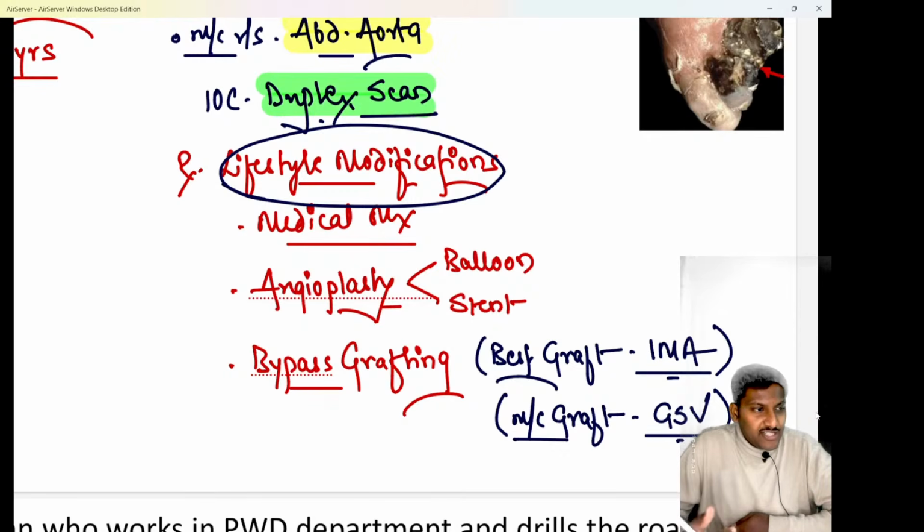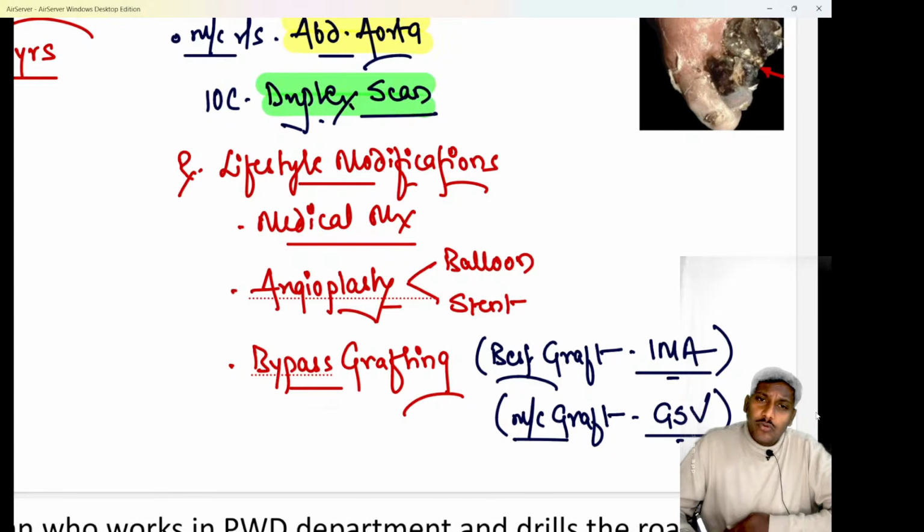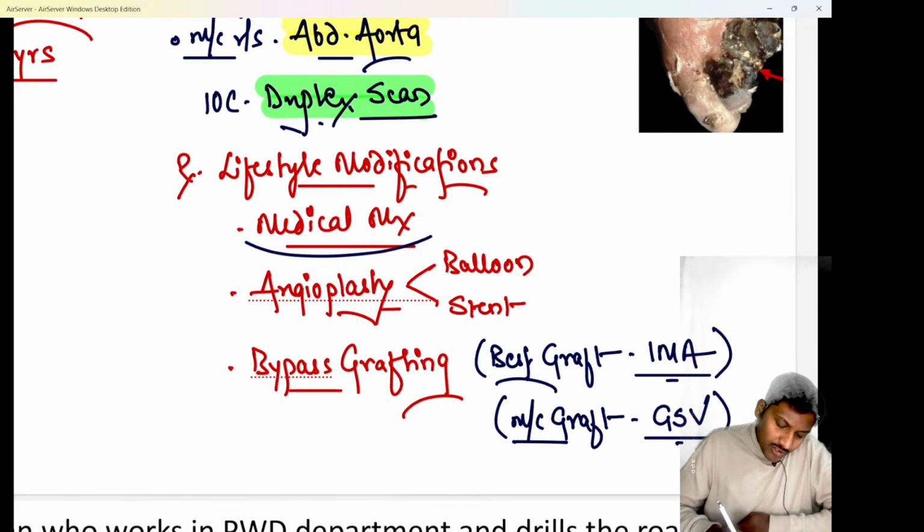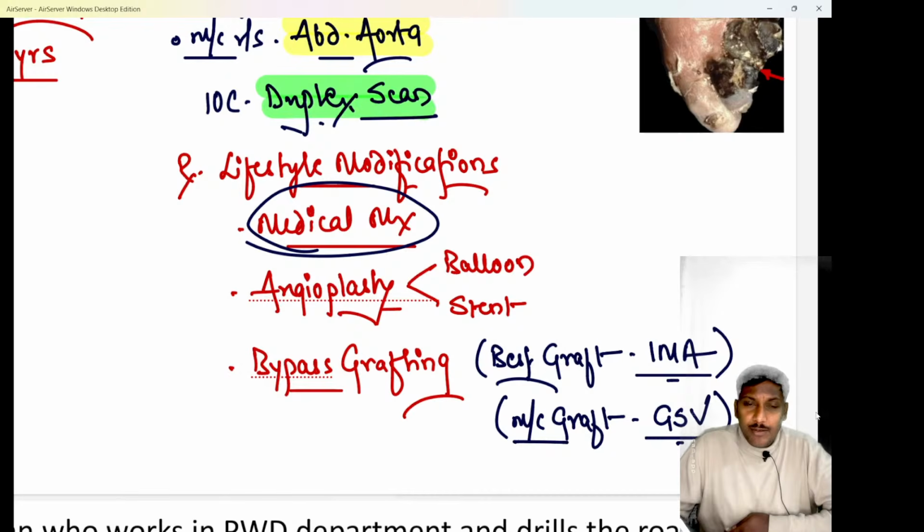Lifestyle modification means quit smoking and alcohol, obviously. The patient has to quit smoking and alcohol, and do regular exercise. If lifestyle modifications don't help, then you go for medical management, that is vasodilators, antiplatelets and statins. The three drugs that you prescribe in medical management for atherosclerosis or Buerger's disease are vasodilators like cilostazol or pentoxifylline, antiplatelets and the statins.